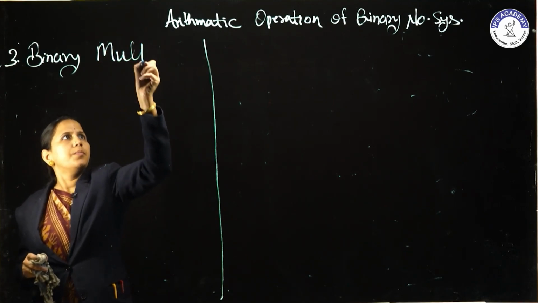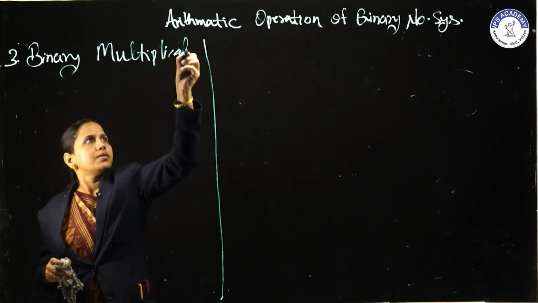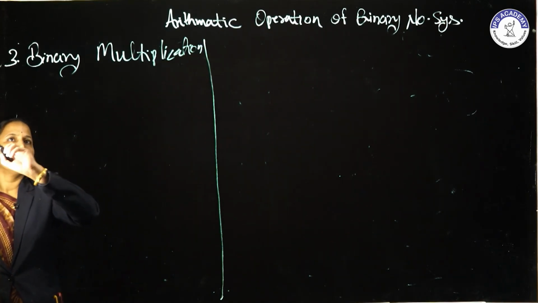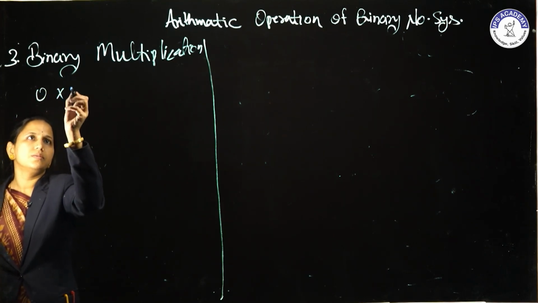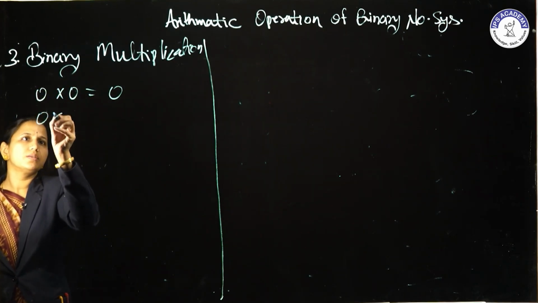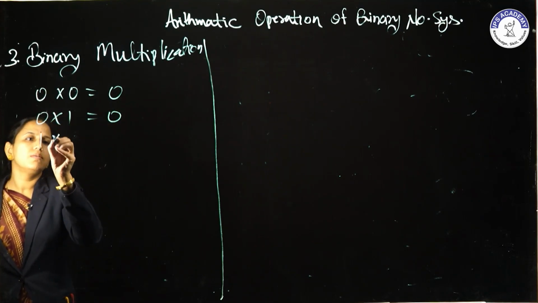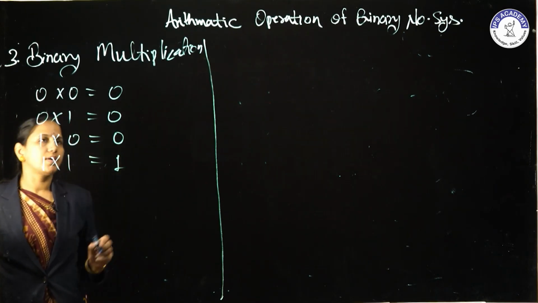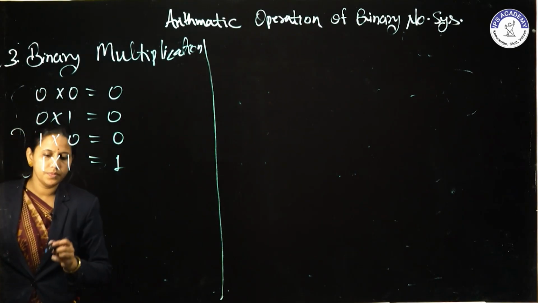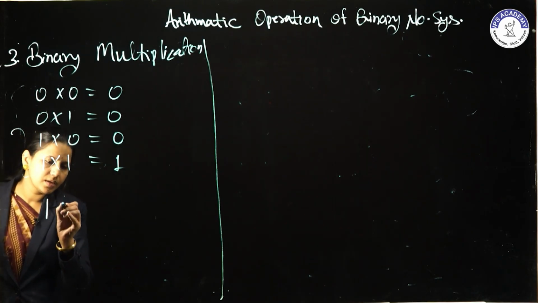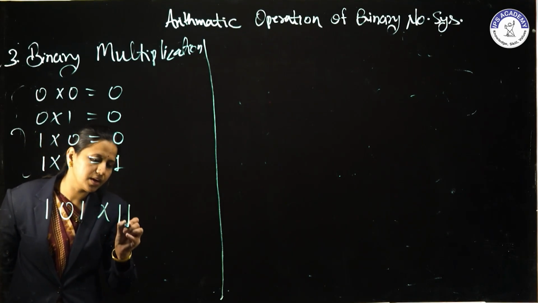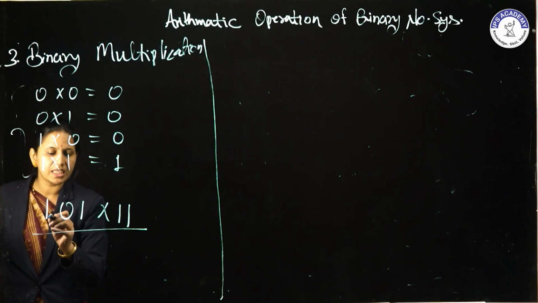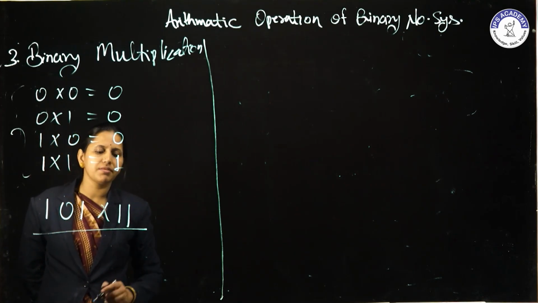Binary multiplication. 0 into 0 is 0, 0 into 1 is 0, 1 into 0 is 0, and 1 into 1 is equal to 1. Example: 101 into 11. Decimal of 101 is 5 and decimal of 11 is 3.